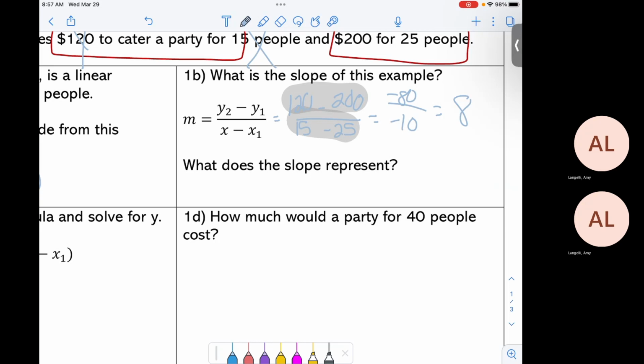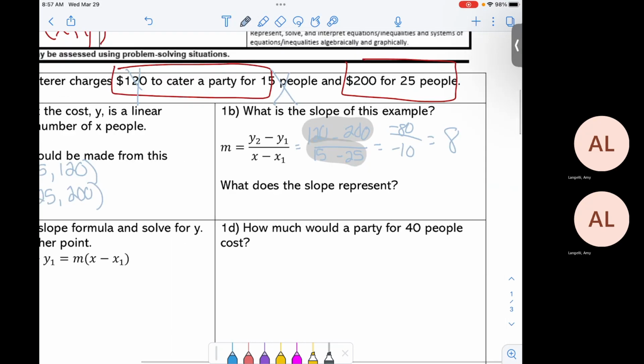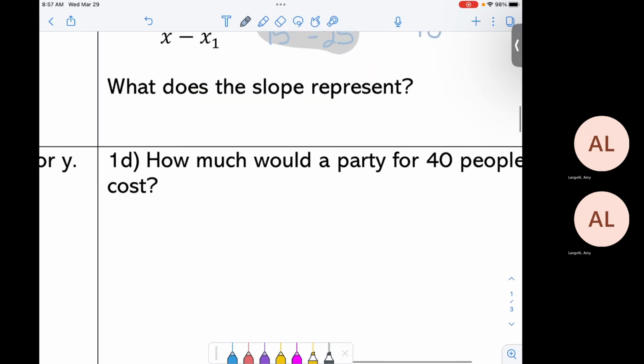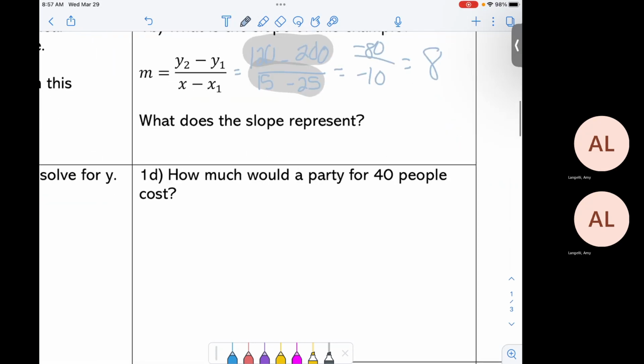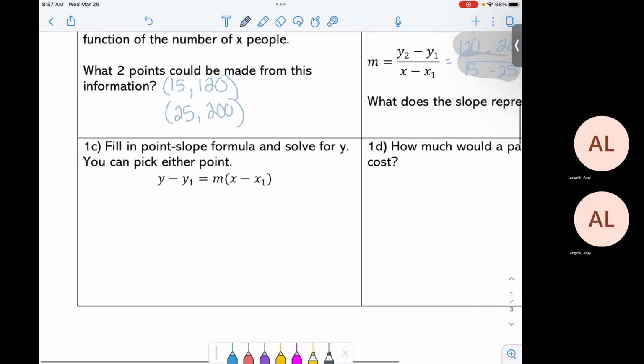Do you know what that means in terms of this problem? Is that $8 per person or people per dollar? What would make sense? $8 per person makes more sense because that's what's on the top. So it was money over people. So it's $8 per person that the caterer charges.